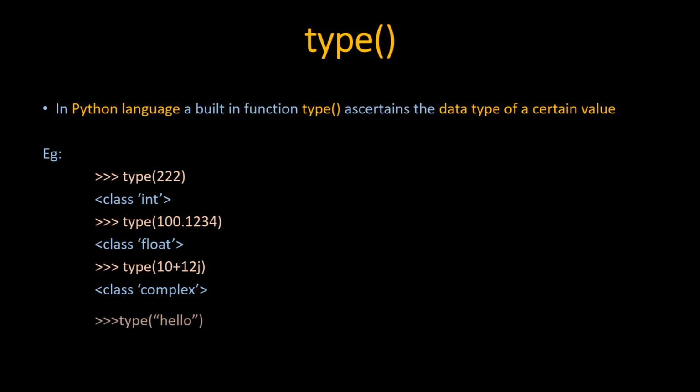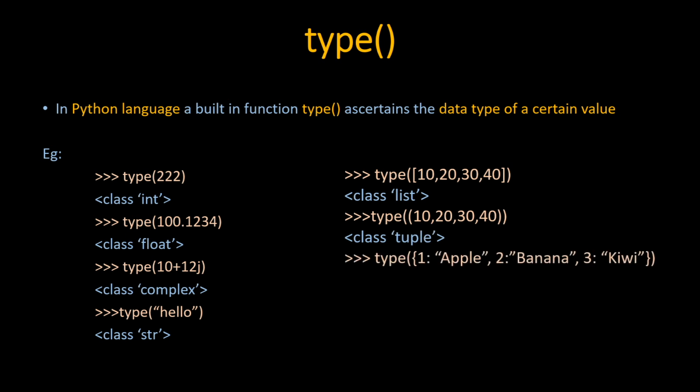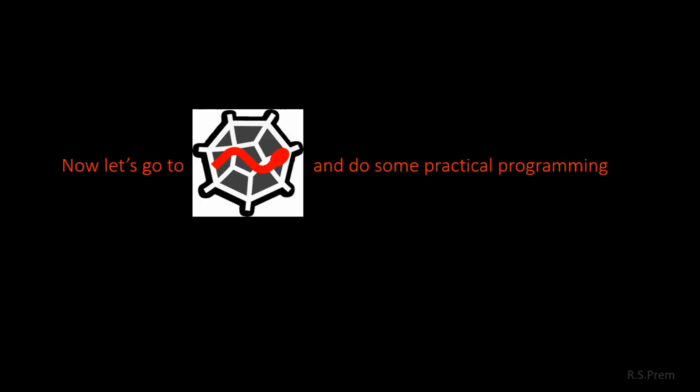When you write type of "hello", it will print class string. When you print type of square brackets 10, 20, 30, and 40, it will print class list. When you write type of parentheses 10, 20, 30, 40, it will print class tuple. And our last is when we write type of curly braces 1 colon apple, 2 colon banana, 3 colon kiwi, it will print class dictionary. So let's go to Spyder and do some practical programming.